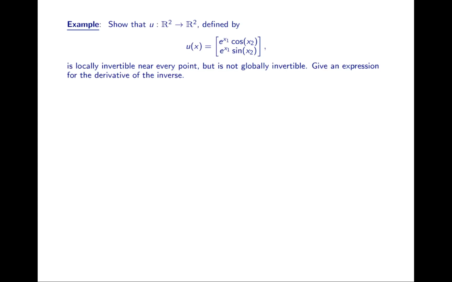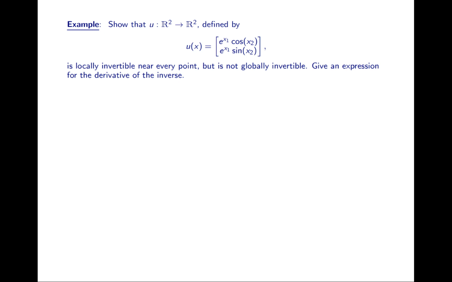So let's work out an example. Let's consider this function u of x equals e to the x1 cosine of x2, e to the x1 sine of x2. Now you might recognize that this function that maps R2 to R2 is equivalent to the mapping e to the z, where z is a complex number. So let's show that this function is locally invertible near every point, but not globally invertible. Furthermore, let's give an expression for the derivative of the inverse.